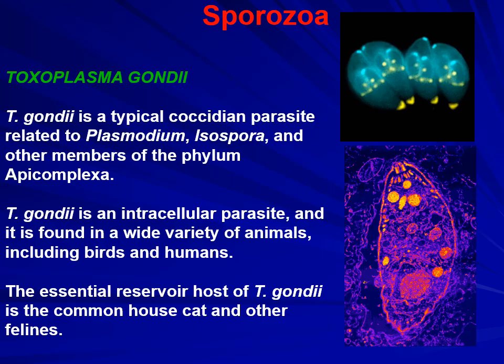Back to Toxoplasma. Toxoplasma is an obligate intracellular parasite, and it is found in a wide variety of animals, including birds and mammals. The essential reservoir or final host for Toxoplasma gondii is the common house cat and other felines. Here you can see a mother parasite in which we can see two daughter parasites. This type of division is called endodiogeny. Two daughter parasites are formed inside the mother parasite. Once they finish differentiation, the mother parasite will disappear.